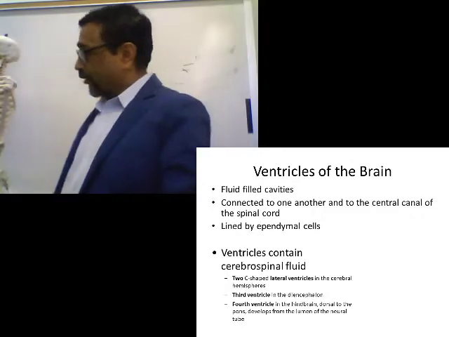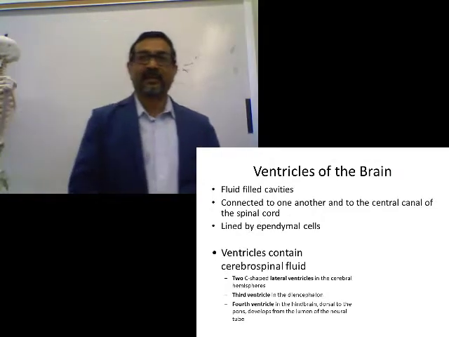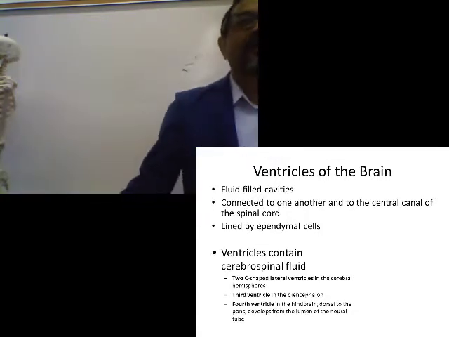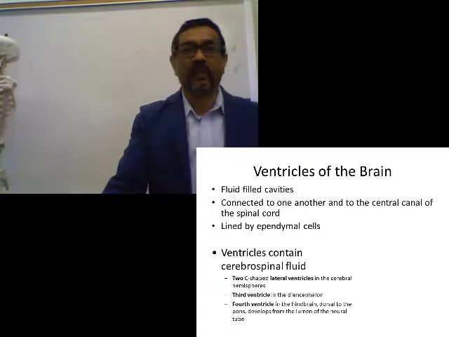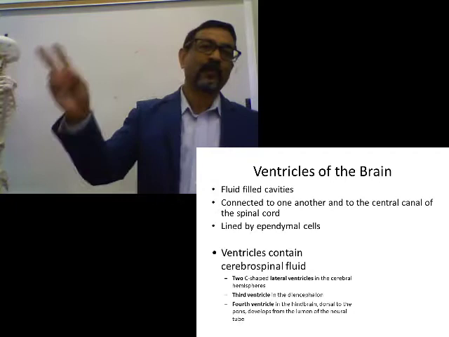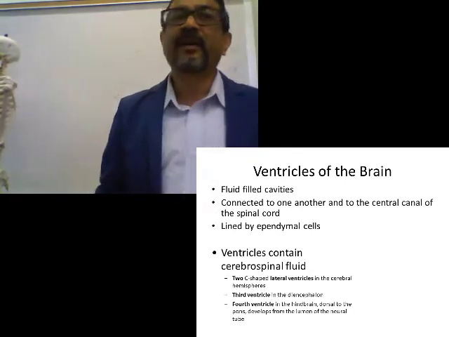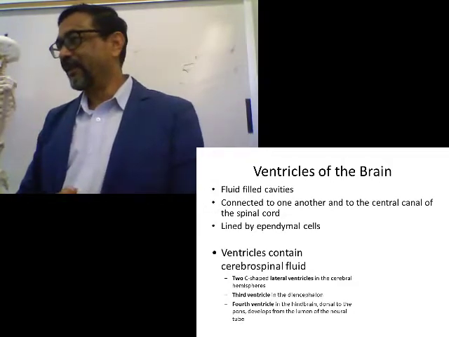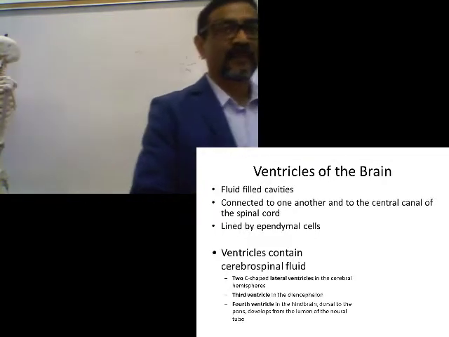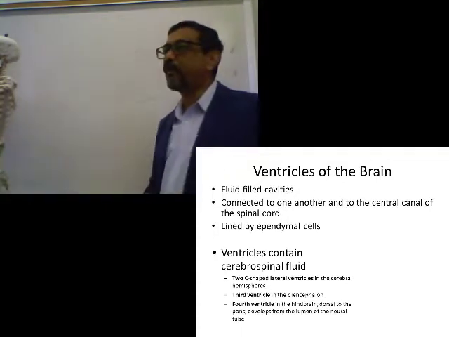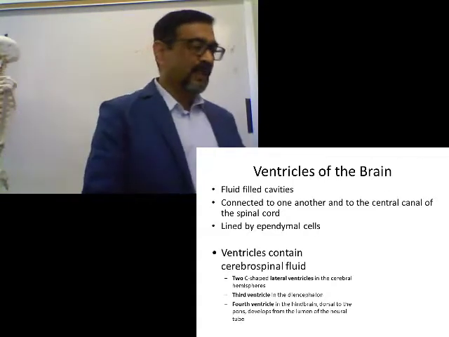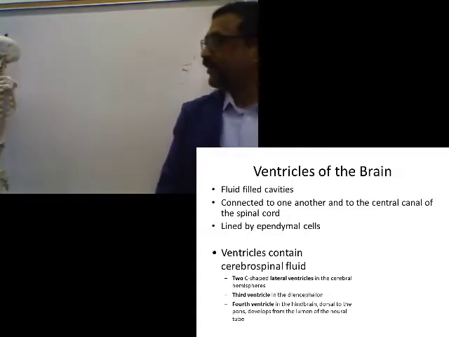Now, there are 4 ventricles in the brain. 2 lateral, 3rd and 4th. So those are the names of the ventricles. Lateral ventricles, how many? 2. 3rd ventricle and 4th ventricle. The ventricles are connected to each other. So the fluid can move from one ventricle to another. Okay? So we'll see how the ventricles are connected.